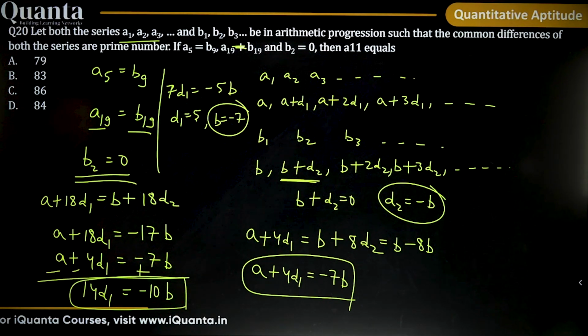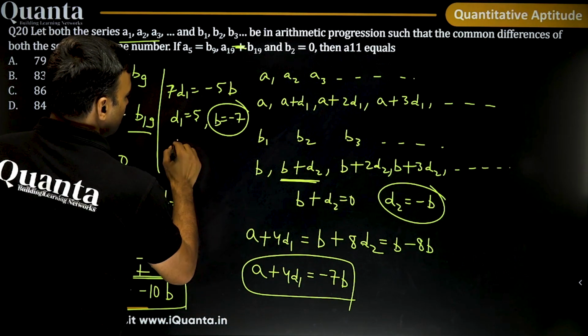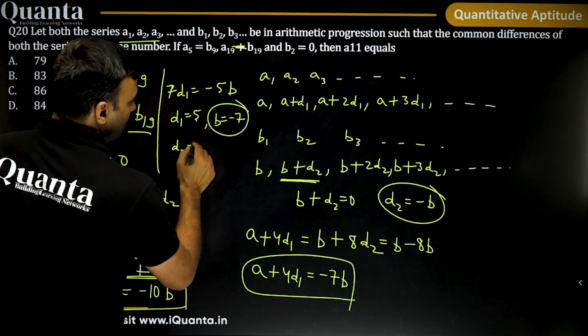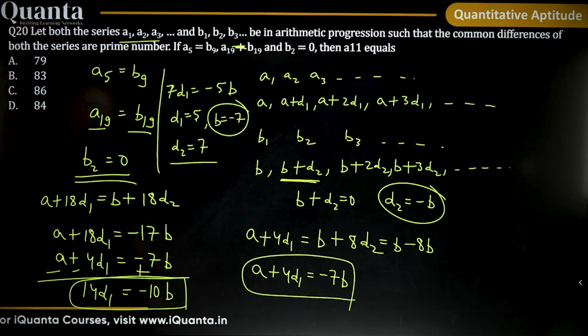So D is equal to 5, B equal to minus 7, and hence D2 is minus B, so that also confirmed that B has to be minus 7. So D2 is equal to 7. So D1 is 5, D2 is 7. These are the prime numbers. Now A11, how do I find A11?